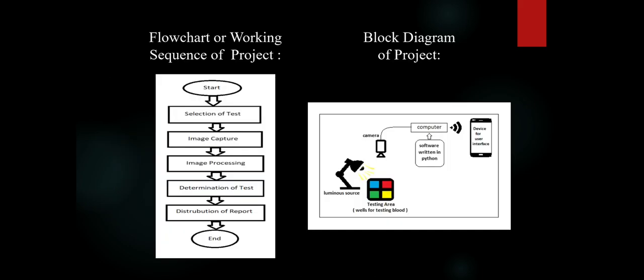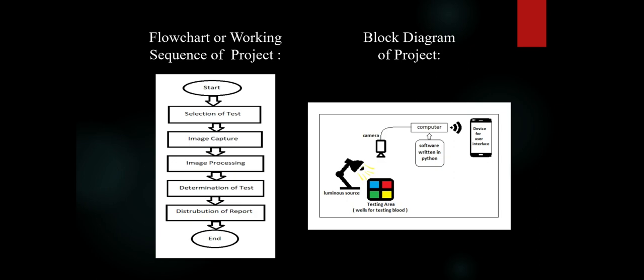Here we see the flowchart of our project. In the beginning, we select the tests we need to run on the samples, and then the camera captures an image of the test samples, and that image is run through the model to determine the test results, and the same is distributed to the user in form of reports.